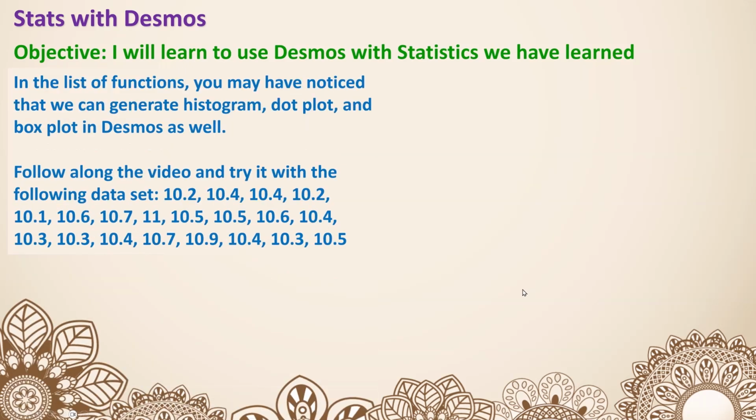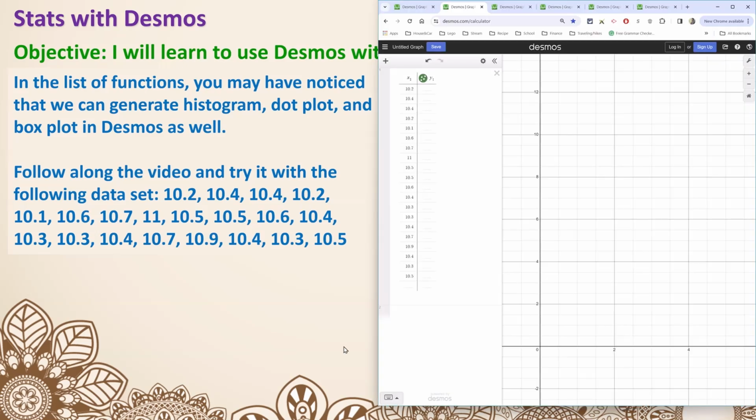Next, we're going to use Desmos to generate a histogram, dot plot, and box plot. You can either use the current website you're still on and just go to the bottom, or you can open another one, desmos.com/calculator, then create a table and type in this data set. You can pause here. Okay, so it should look something like this.